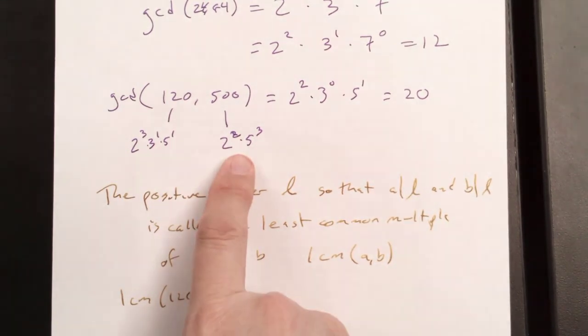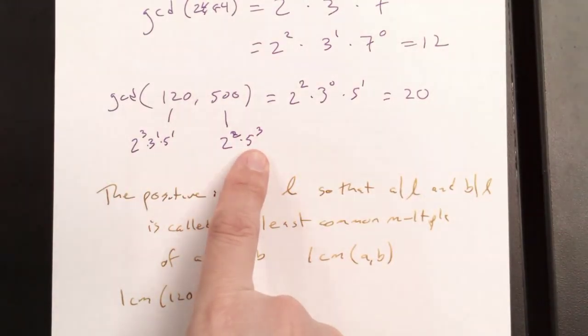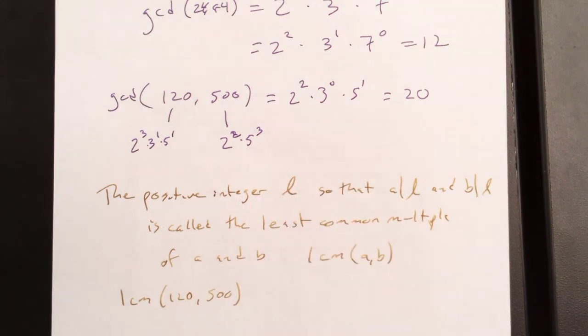But the same thing needs to be true here. In order to make this divisible by 500, it has to have at least 2 2s. It has to have at least 3 5s. So here, where I took the smaller power, I now want to take the bigger power.